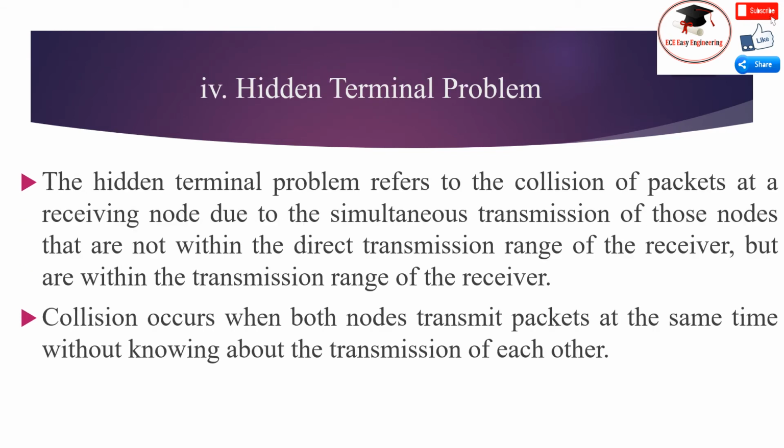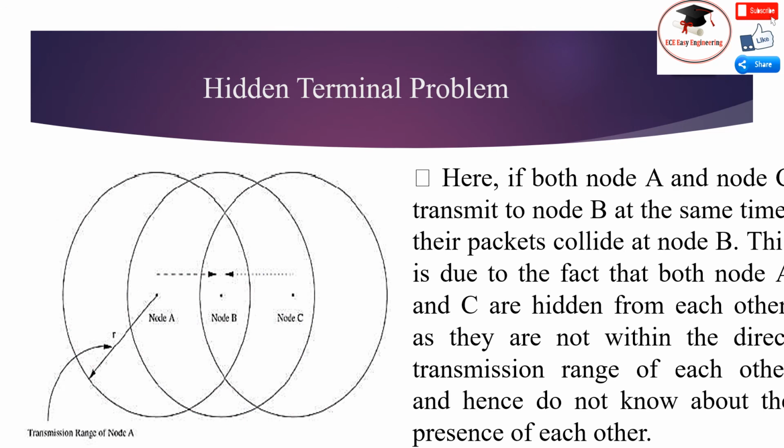Fourth is the hidden terminal problem. The hidden terminal problem refers to the collision of packets at a receiving node due to the simultaneous transmission of those nodes that are not within the direct transmission range of each other but are within the transmission range of the receiver. Collision occurs when both nodes transmit packets at the same time without knowing about the transmission of each other. This is the hidden terminal problem.